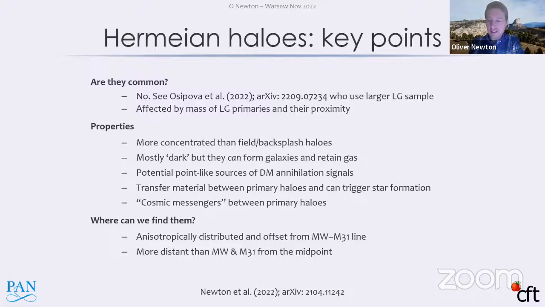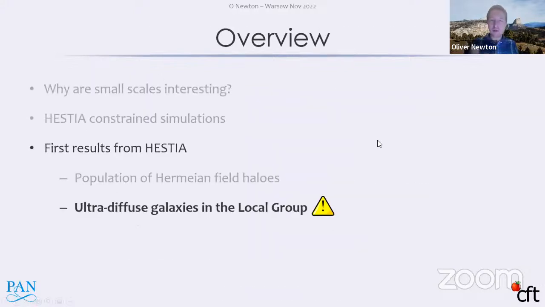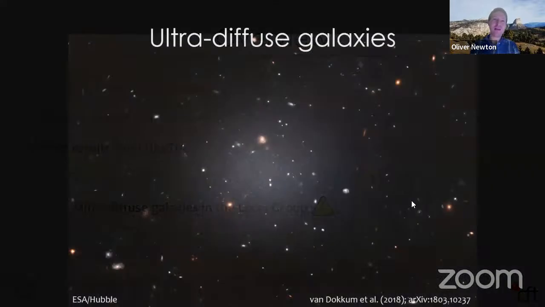So I'll keep going on unless anyone has any burning questions, but I'm happy to wait till the end for those. I'll carry straight on to the second result that we get from HESTIA, which is studying or trying to study ultra-diffuse galaxies in the local group. Again, a little warning symbol just to say it's not published yet. We're still working on it actively, although it's near enough there that we're ready to start talking about it and getting feedback from people.